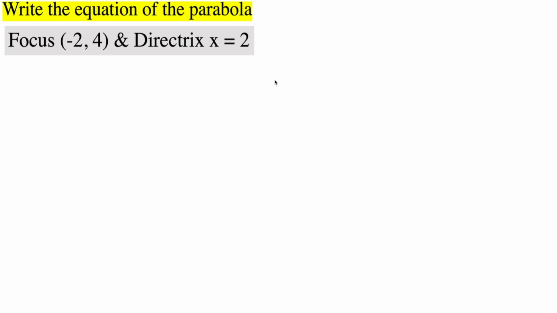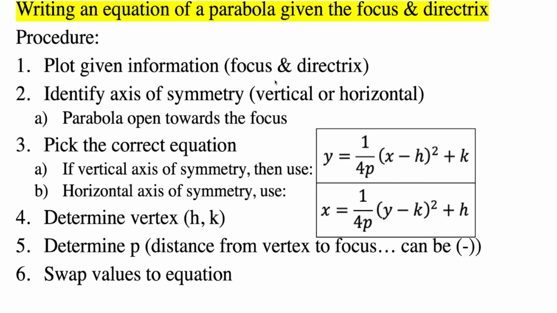Okay, this will be our second problem, but before we do it, we're going to go back to our procedure. So first we want to plot the given information. We want to plot the focus and directrix. Second step says identify the axis of symmetry. And we're going to do this by step 1. And if the parabola opens towards the focus, that's going to be our direction.